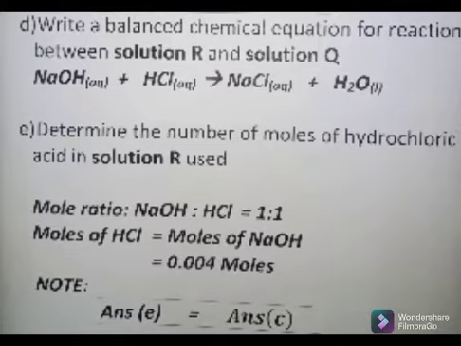As I've written, the HCl and sodium hydroxide react with the mole ratio of 1:1. So the equation is there, well written. Then go to question part E.